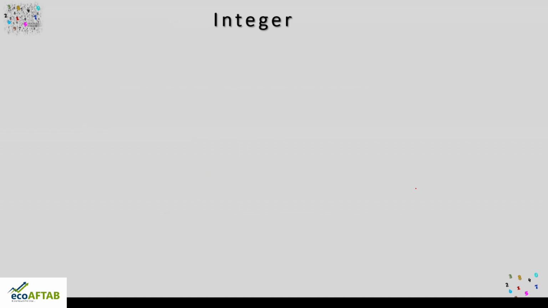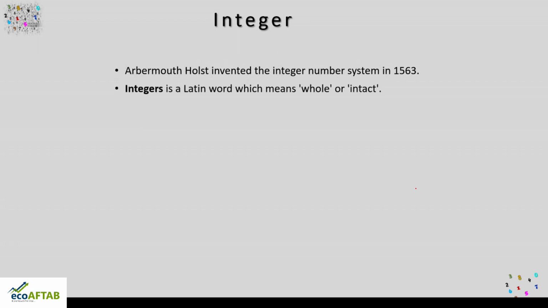Then, friends, the next is integers. So what are integers? It was Abermarth Holst who invented the integer number system in 1563. Integer is a Latin word which means whole or intact. Whole or intact means which is not in fractions. So, friends, integers include all the numbers which are positive, which are negative, and also 0.